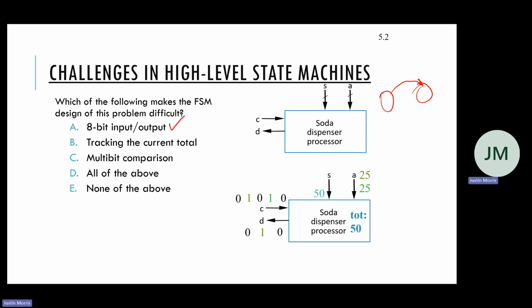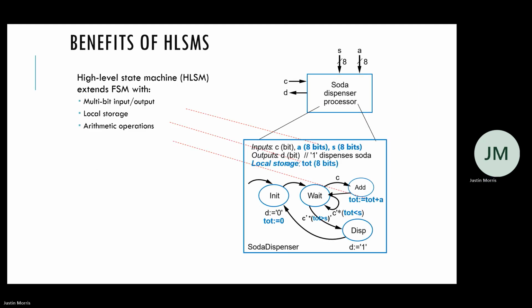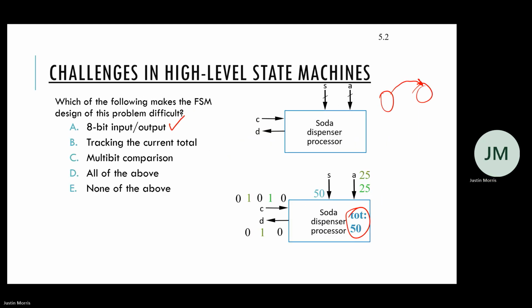But if you want to give change, then there are even more states. And maybe you need to also accept a $5 bill, right? So keeping track of this total with stored memory is also a lot easier with high-level state machines.